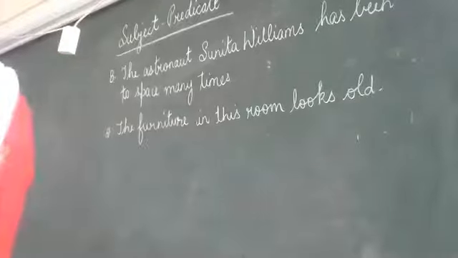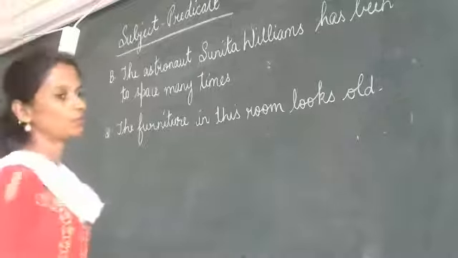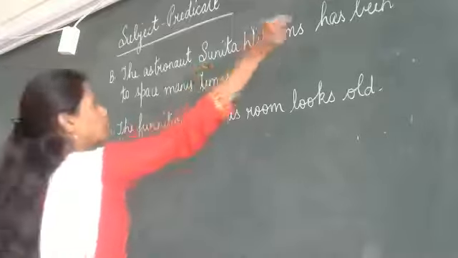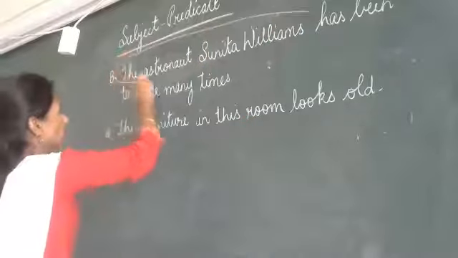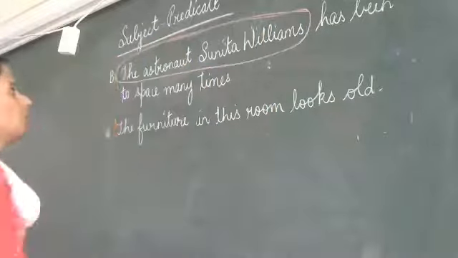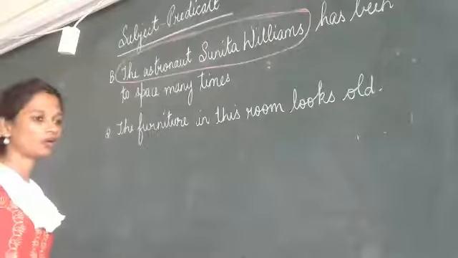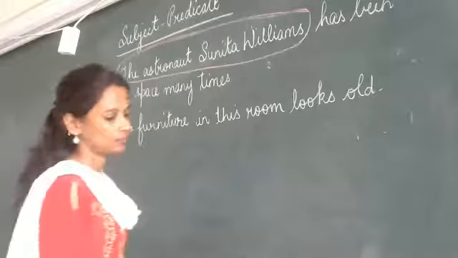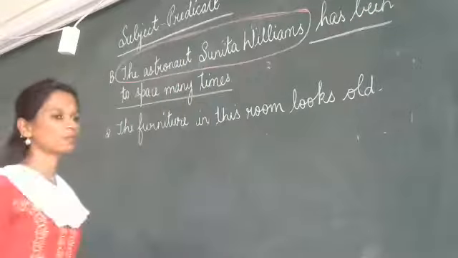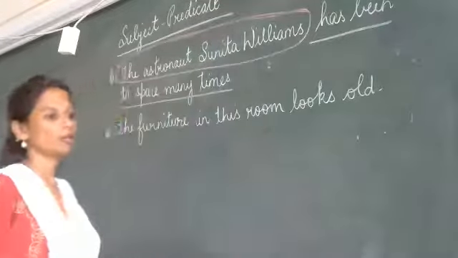So, what should I circle? I will circle this. We are talking about the astronaut Sunita Williams. Circle the astronaut Sunita Williams. What has she done? What is the predicate? What has Sunita Williams done? Has been to space many times is the predicate.